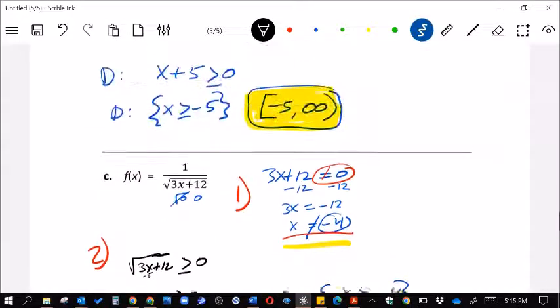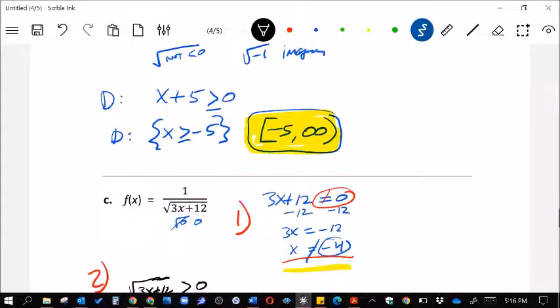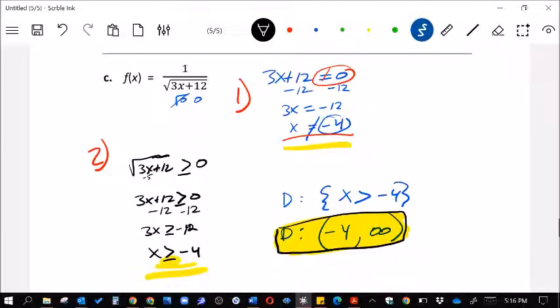And that's it for showing the domain. You can't be dividing by 0, but you also can't have a square root where it's a negative number. And sometimes they combine so that you can't even use the -4 itself in this case.